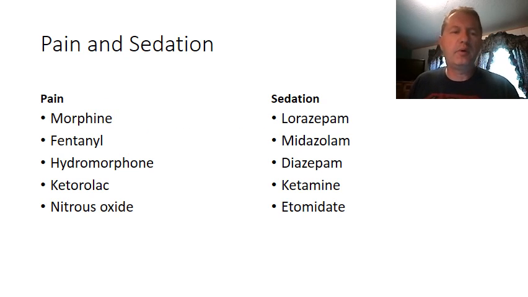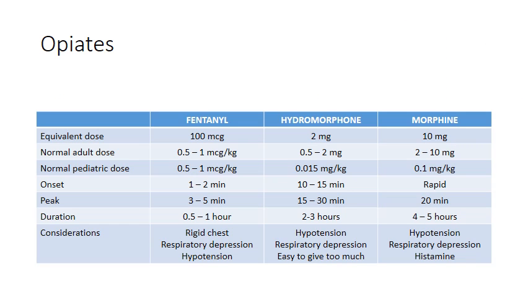So in pain and sedation, we want to talk about all of these medications, and we'll talk about them individually and some of them as a group. This slide shows three of the big guns opiate-wise that we use. We have fentanyl, hydromorphone, which you might know as Dilaudid, and morphine. These are all opiates, and although you don't use hydromorphone very much in the field, you will see it used in the emergency room, so I think it's good that you're at least a little familiar with it.